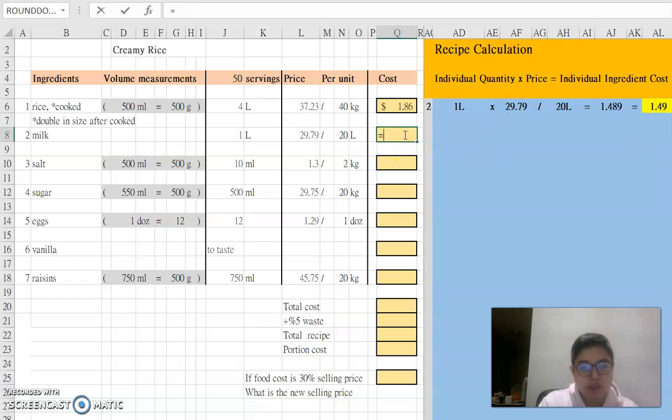I type in the calculation here, equals to 1 times 29.79 divided by 20 liters. The answer here is 1.5 because I have selected the wrong decimal place here. So I can change it back. Then this is 1.49.